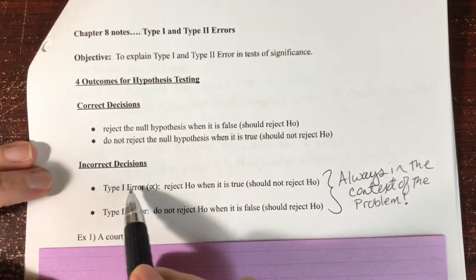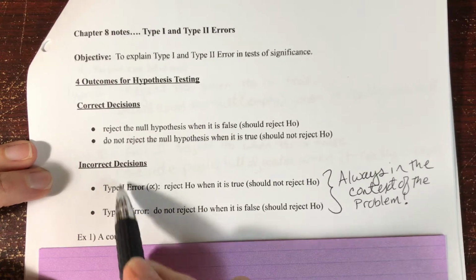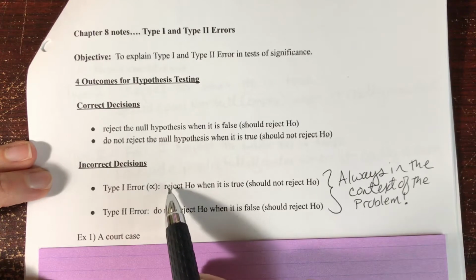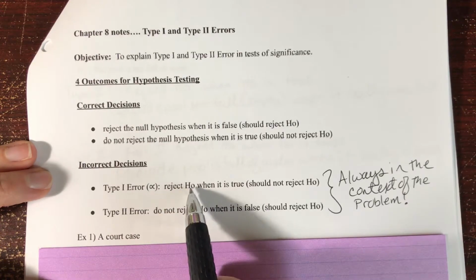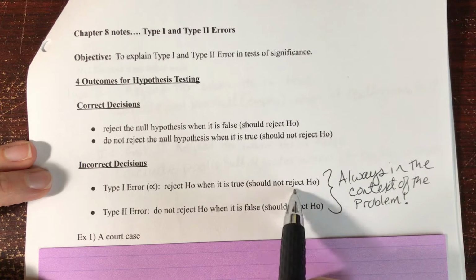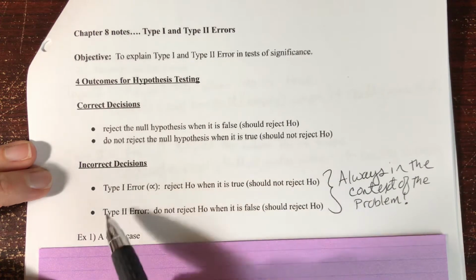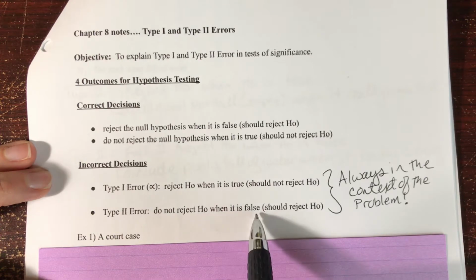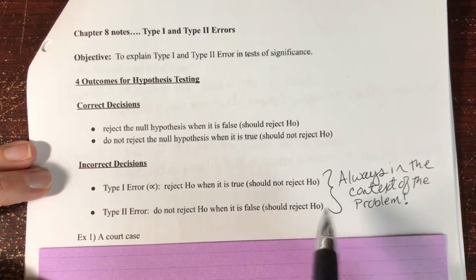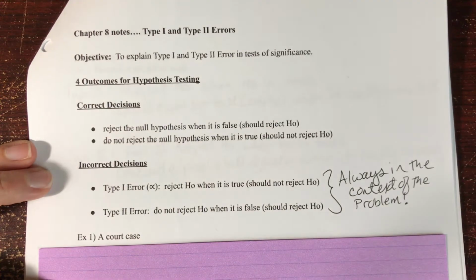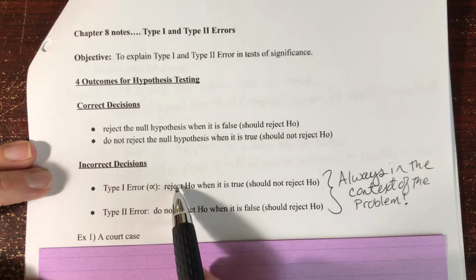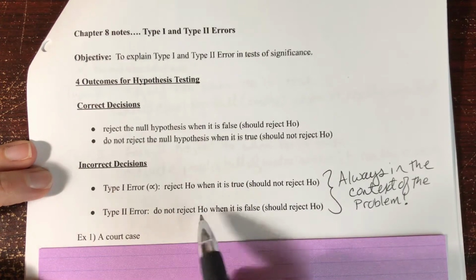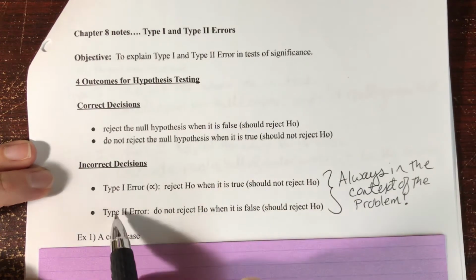The first is called a type 1 error. We use Roman numerals to describe them. Your type 1 error is when you reject the null hypothesis, but it was true and you should not have rejected the null. A type 2 error is when you do not reject the null and it was false and you should have rejected the null. So if you reject it when you should not have, you made a type 1 error. If you don't reject it when you should have, you made a type 2 error.